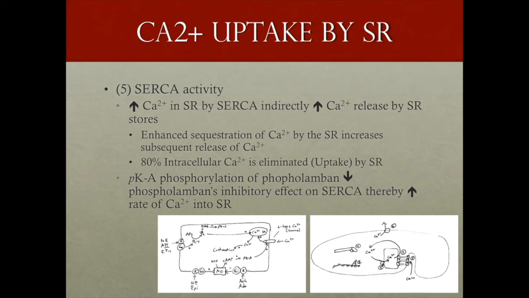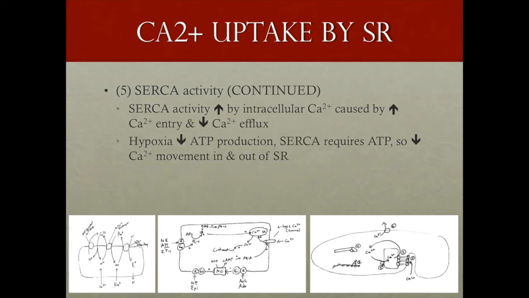Protein kinase A phosphorylation of phospholamban decreases phospholamban's inhibitory effect on SERCA, thereby increasing the rate of calcium uptake into the sarcoplasmic reticulum. SERCA activity is increased by intracellular calcium, which is caused by increased calcium entry into the cell and decreased calcium efflux. Hypoxia and the associated decreased ATP production will affect SERCA because it requires ATP for functioning. So there will be decreased calcium movement in and out of the sarcoplasmic reticulum in the deficit of ATP.